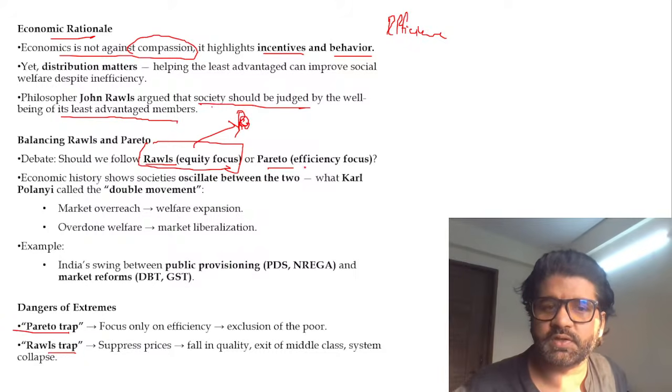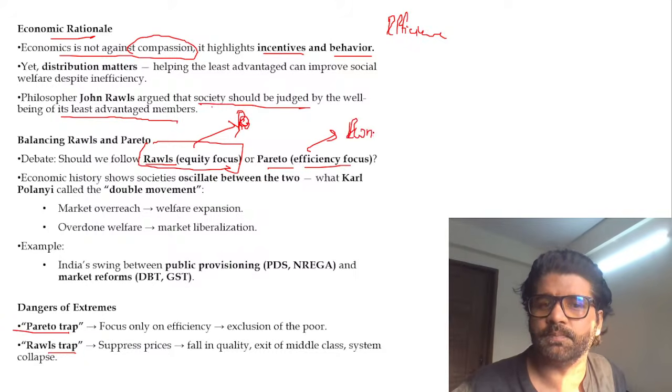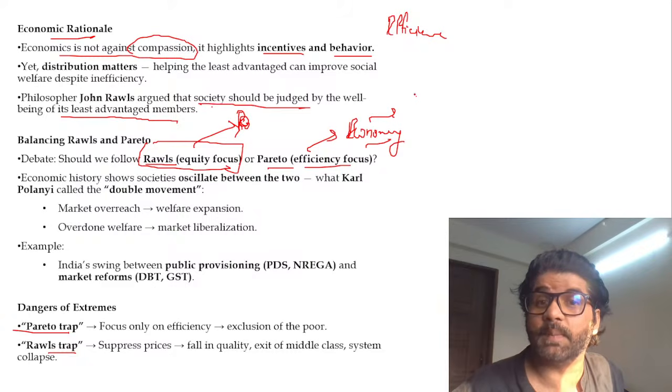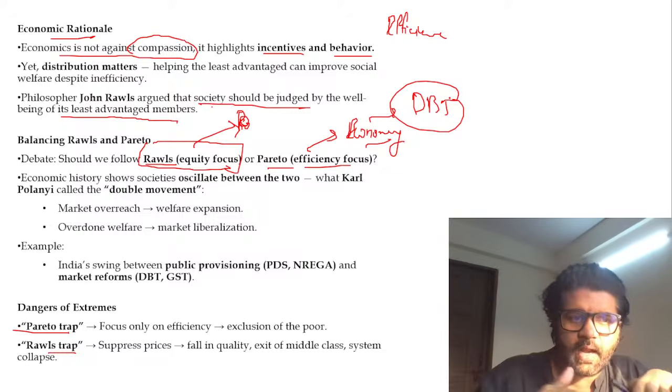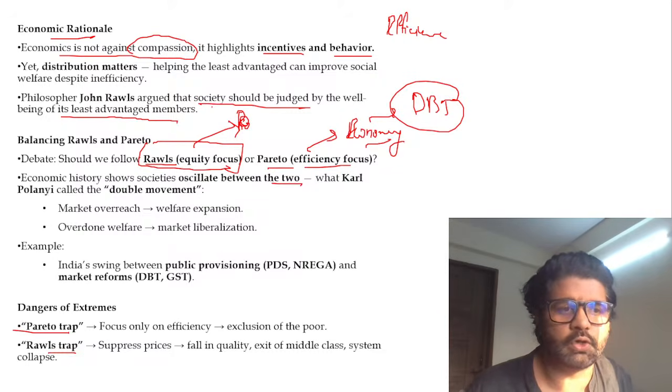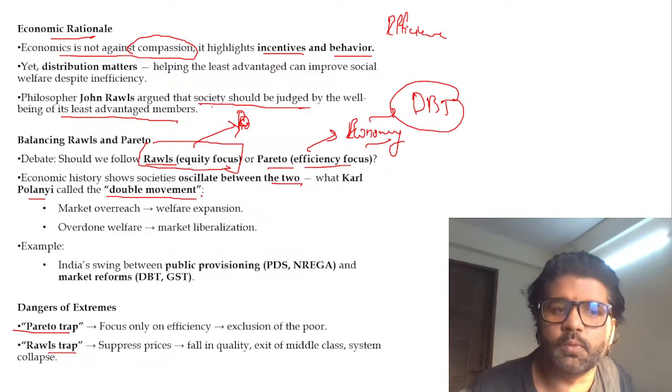Pareto is talking about efficiency. Economy should run on efficiency. Like DBT is one example of efficiency, direct benefit transfer. We are plugging leakages. So the economy has to oscillate between the two. There's a double movement here.